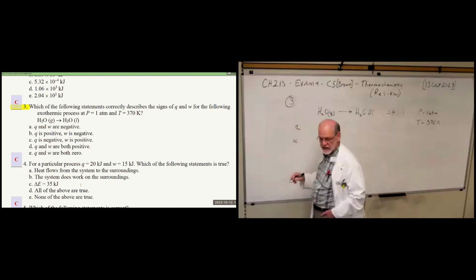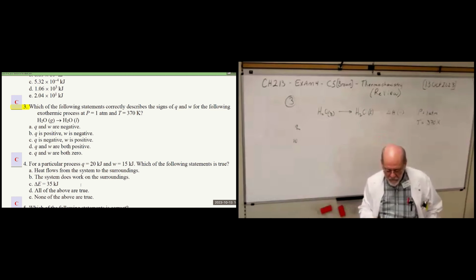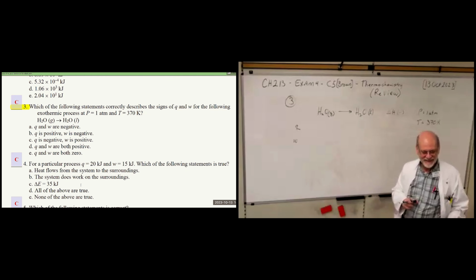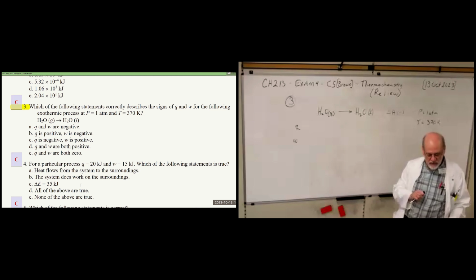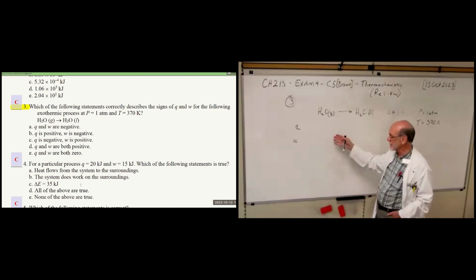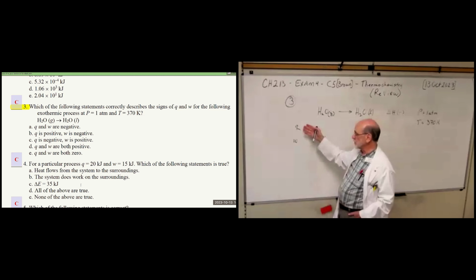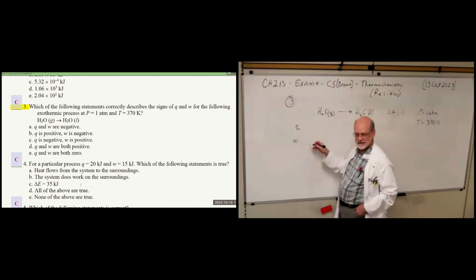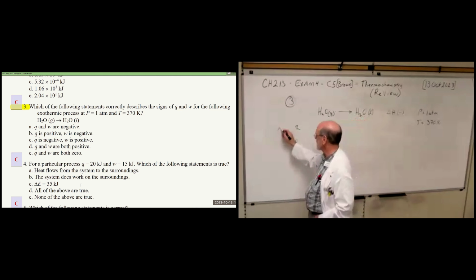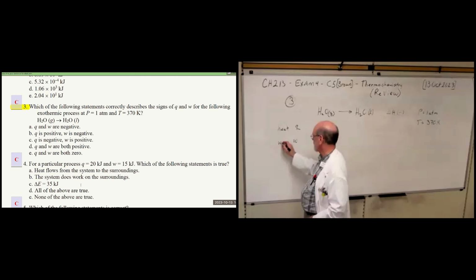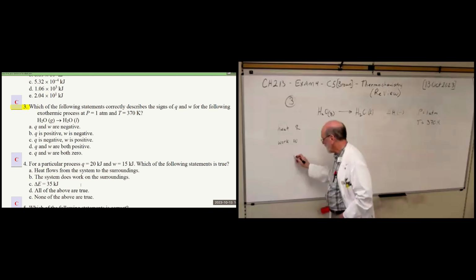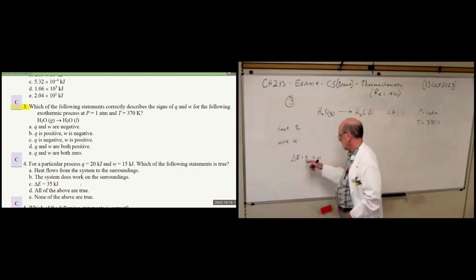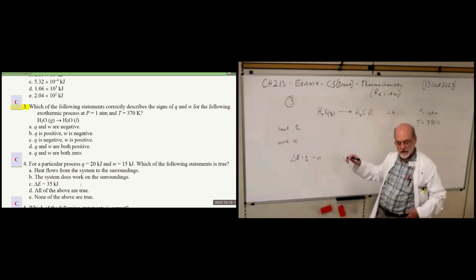Q and W. What does Q stand for? Heat. Q is our variable for heat. And in order for heat to be measured, you need work. This is heat, and this is work. Remember, internal energy is determined by heat and work, the internal energy of your system.